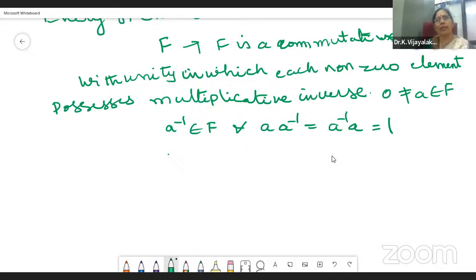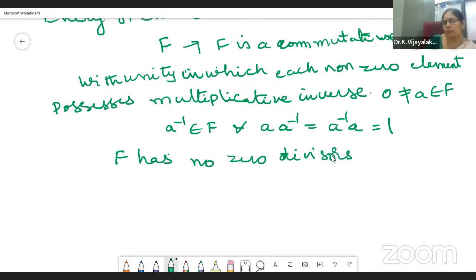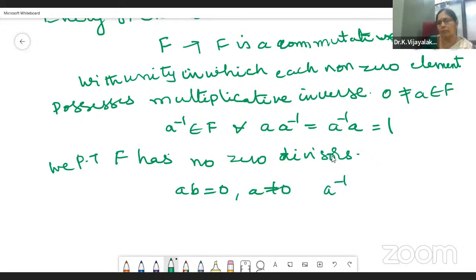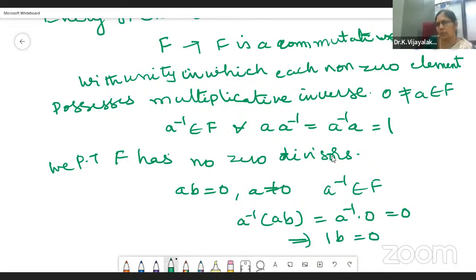In order to prove that a field is an integral domain, we prove that a field has no zero divisors. For that, take AB equal to 0 and A not equal to 0. Whenever A not equal to 0, you have A inverse belongs to F, and A inverse AB equal to A inverse into 0, which is 0. This implies 1 into B is 0. This implies B equal to 0.